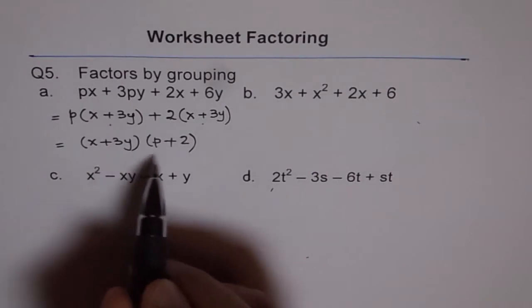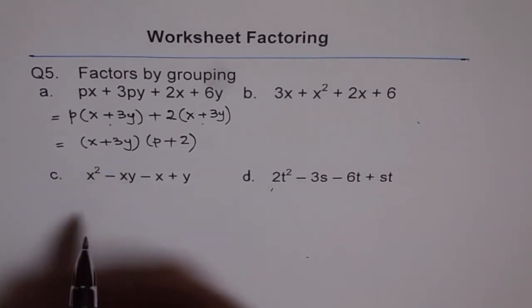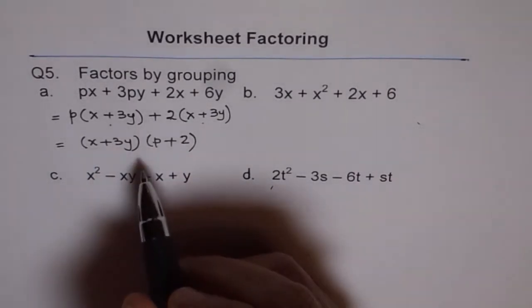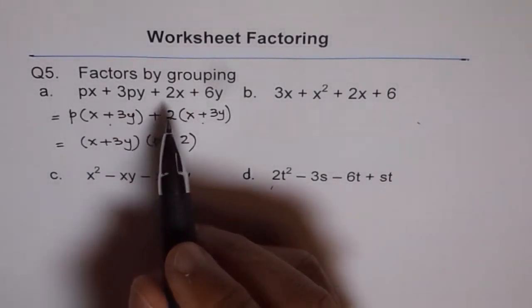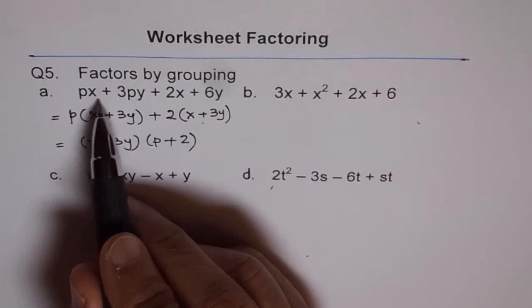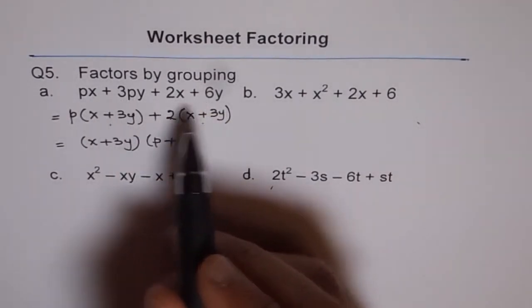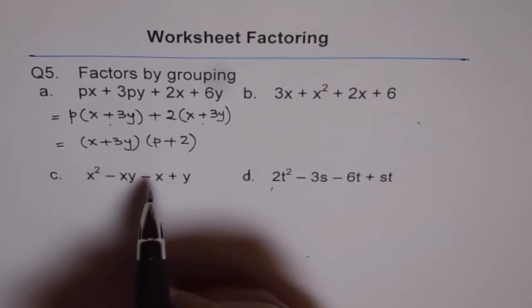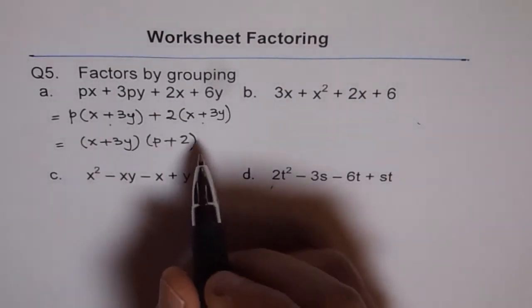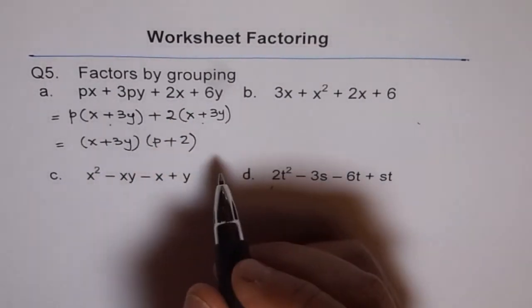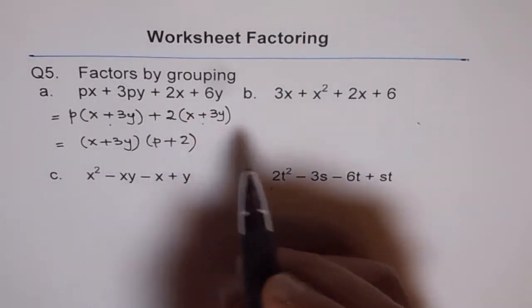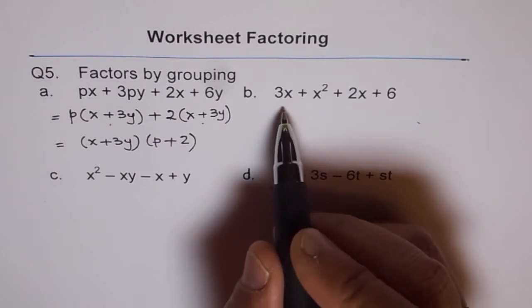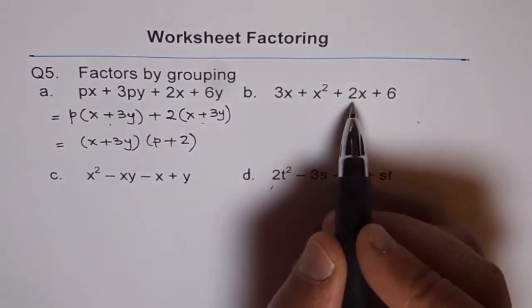Now there are no more common factors, so this is completely factored. As you'll recall, factoring is writing in the product form. Earlier there were terms which had sums or differences. Now we have products, and so this is the factored form of the given polynomial. Now here we have part B: 3x + x squared + 2x + 6.